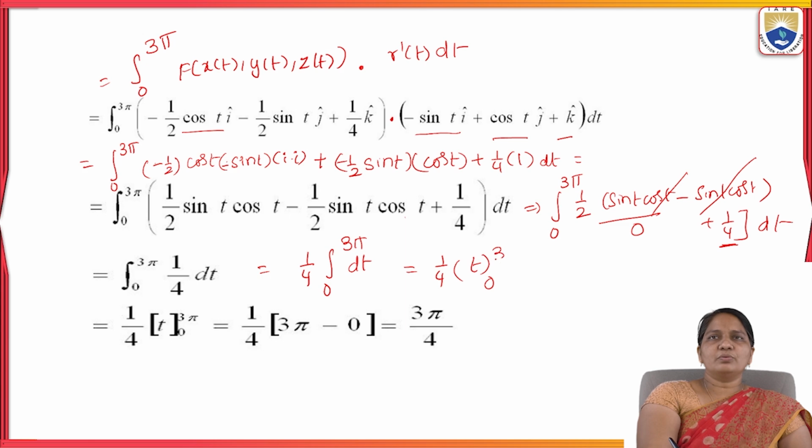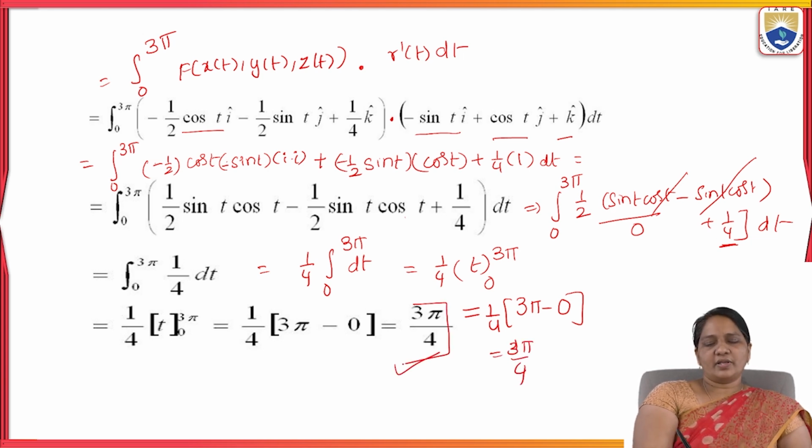Limits are 0 to 3 pi. That is what we wrote here: 1 by 4 into 0 to 3 pi. So 1 by 4 into the upper limit, that is 3 pi minus 0. So finally 3 pi by 4. This is the final answer.